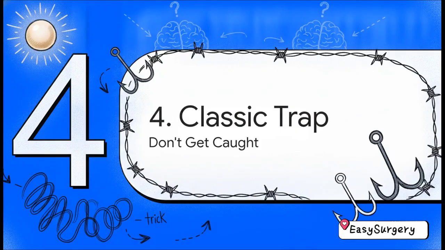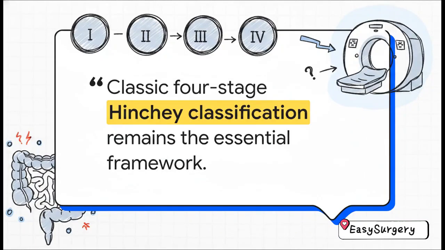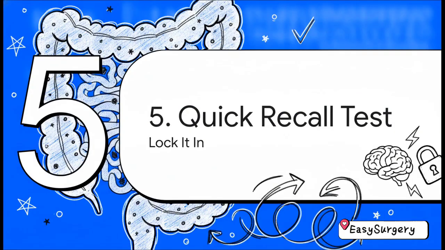Let's hit Section 4, the classic exam trap. Don't get caught. Examiners absolutely love to distract you with modern CT-based modifications. Today's advanced imaging subdivides these stages into things like stage IA or IB, but here's the vital insider secret. The classic 4-stage Hinchey classification remains the essential, gold standard framework for standardized exams. Do not, under any circumstances, let a highly specific CT report in a question stem lure you away from those basic Roman numeral I through IV foundations. Don't fall for it.